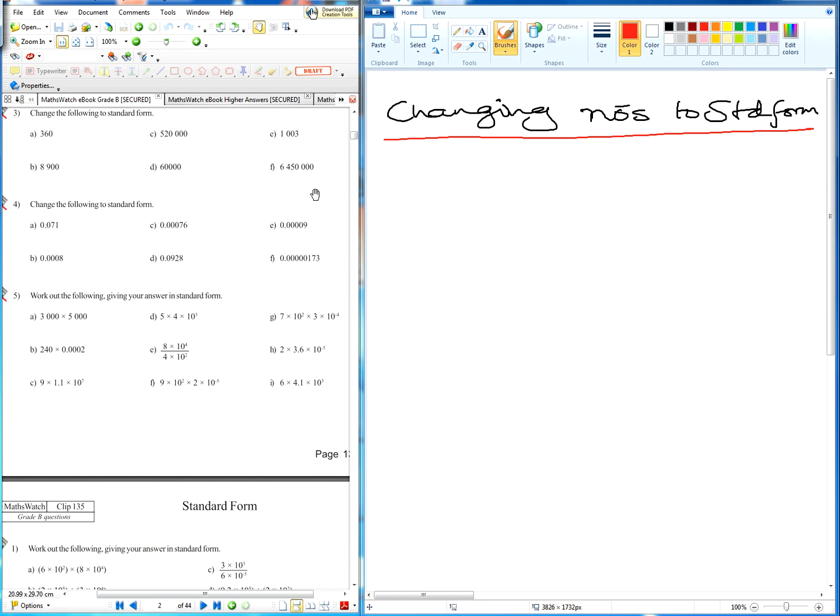Okay, changing numbers to standard form. Now, standard form has the format A times by 10 to the power of n. That's the standard form. So in your standard form, you have a number A at the front times by 10 to the n.